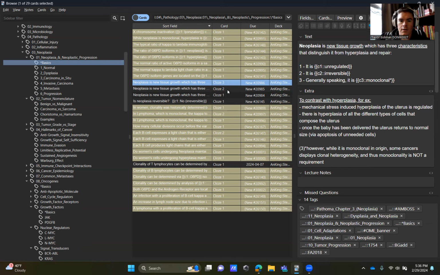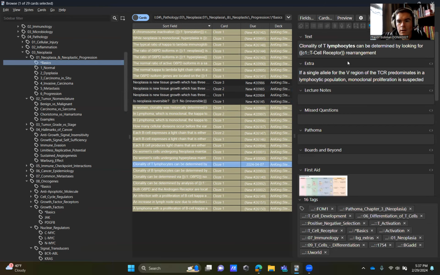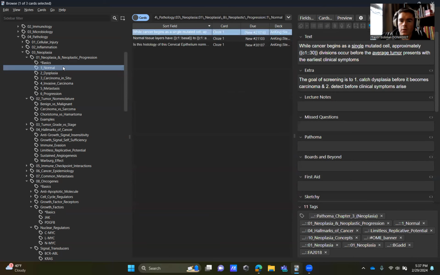So come find this card. Neoplasia is a new tissue growth, which has 3 characteristics. And these 3 cards, and then you'll grab this one. Is a neoplasia reversible? No. And then I had this card down here previously activated, so don't worry about this one. This was from FOM3, I believe. So pick it up if you'd like. Otherwise, you don't have to worry about it.